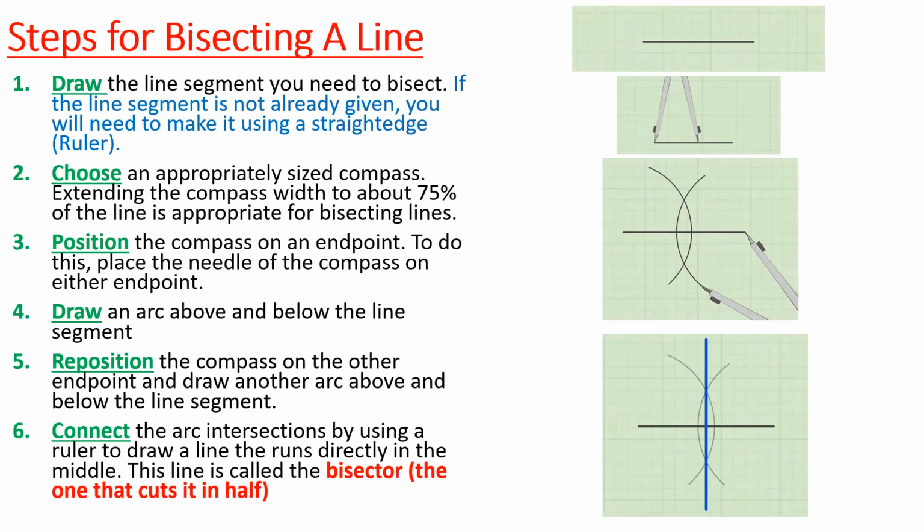So basically all we do, we draw a line, right? And then we start with our compass for that one endpoint, draw an arc. Then we draw another arc. Then we draw a line that goes in the middle, and that's how you bisect that line. All right. So go ahead and take a picture of your notes and send it to me via WhatsApp.